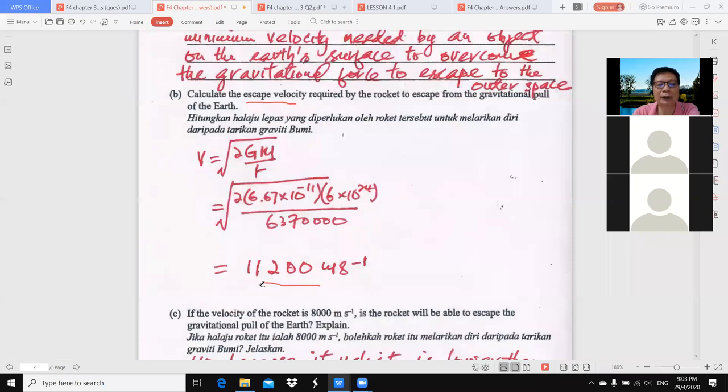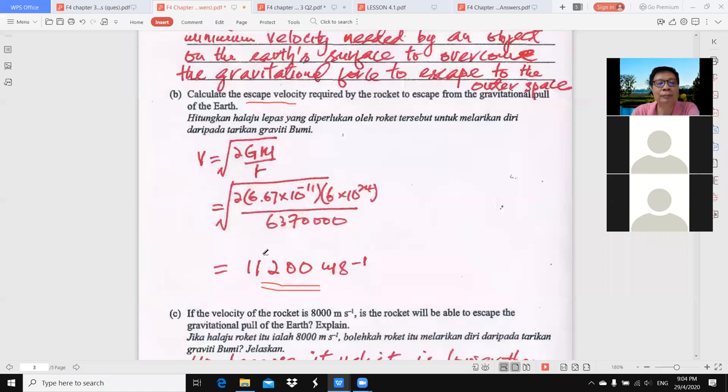Then I told you, right? You want to escape from the Earth, your velocity must be near to 11,000 meter per second. I told you the value is 11,000. 11,000 meter per second is an escape velocity, you know, to run away from the Earth. You must have this, minimum you must have this velocity, 11,200 meters per second, near to 11,000, not easy to remember.